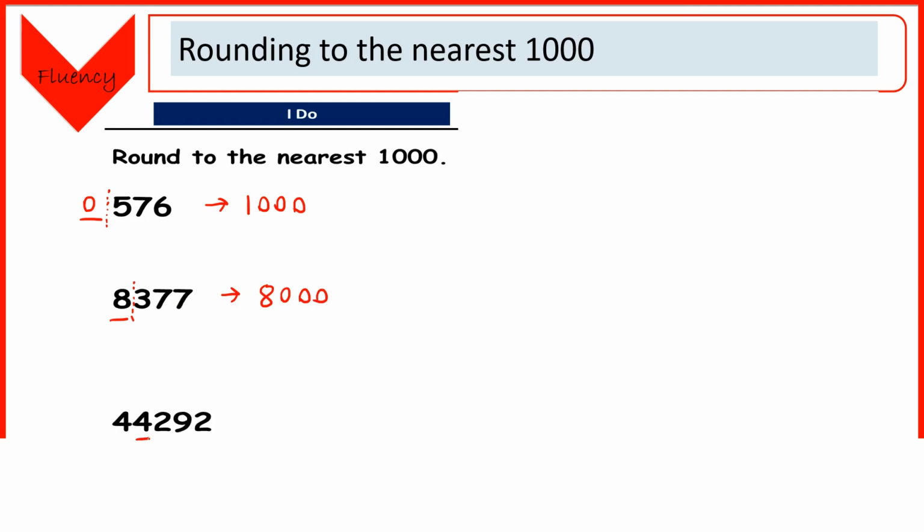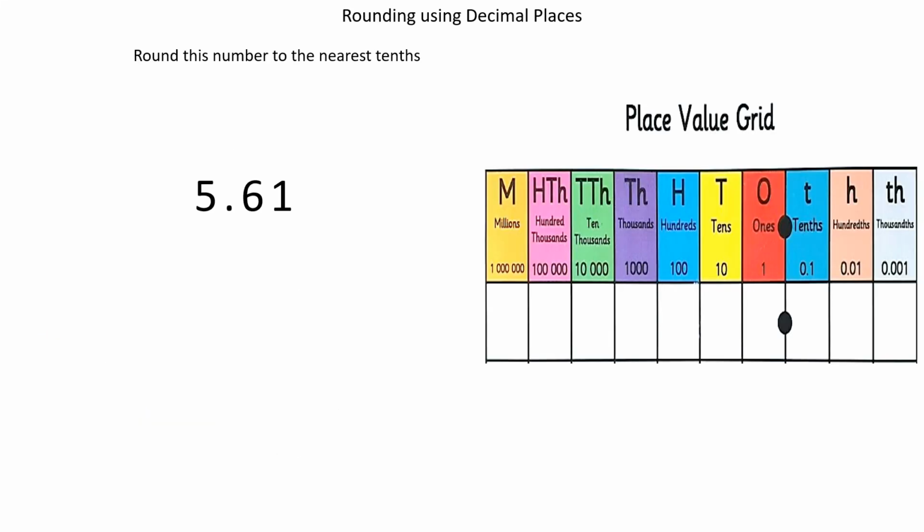Now the last one, this 4 here is my 1,000 place. I simply draw a line. Since 2 is less than 5, I would keep the numbers on the left the same, so 4, and then make the numbers on the right side 0. So 000, 44,000. Okay, now we're going to learn how to round to decimal places.